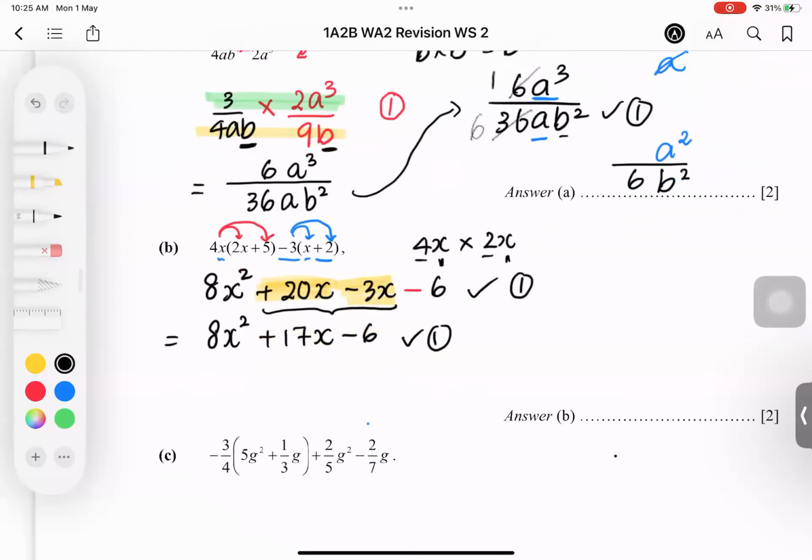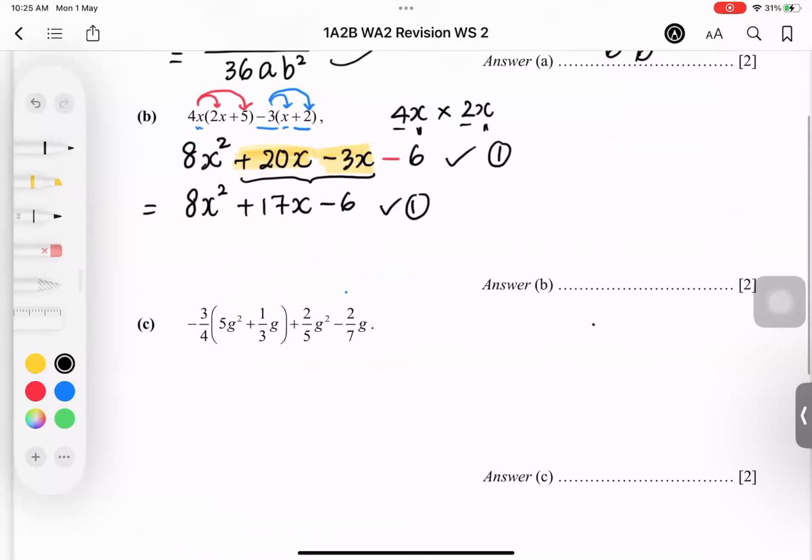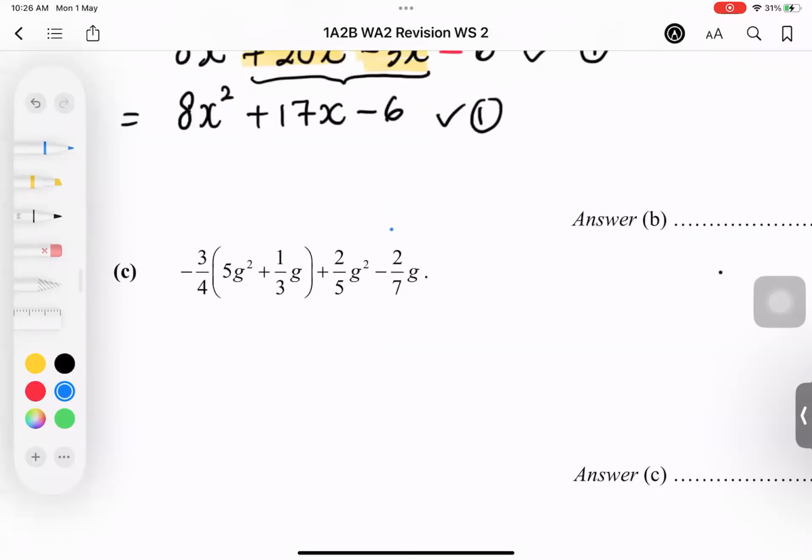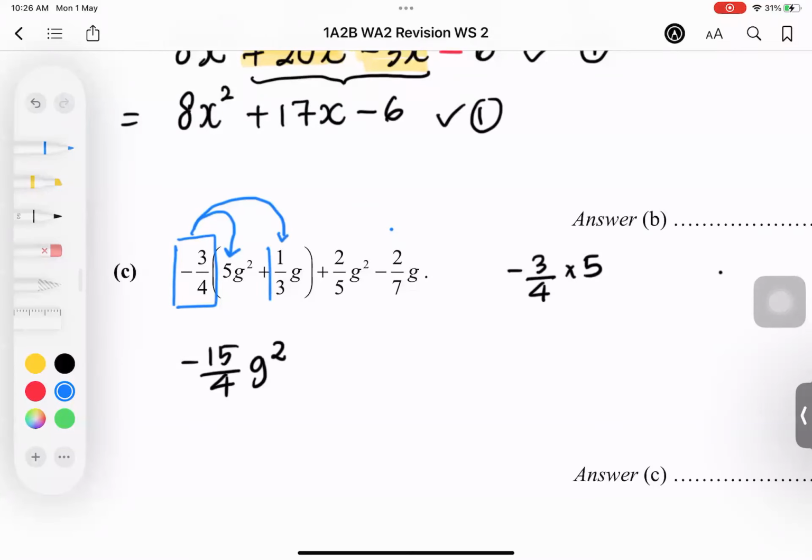You must know how to do the basics. This one is a fraction, very difficult, but use your calculator wisely. This one is an expansion, -3/4 times the whole of 5g squared. Press the calculator, -3/4 times 5. What does it give you? You get -15/4g squared.